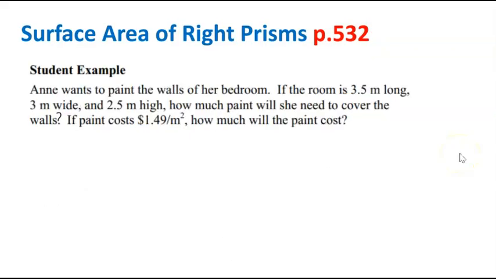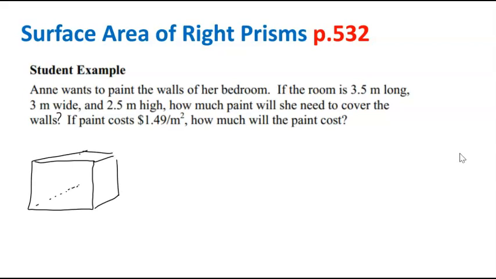For the student example, you may find it very useful to draw a diagram. Anne wants to paint the walls of her bedroom. If the room is 3.5 meters long, 3 meters wide, and 2.5 meters high, how much paint will she need to cover the walls? If paint costs $1.49 per square meter, how much will the paint cost? I'm going to try to draw the bedroom here a little bit. I'm going to draw a box, which is basically what a bedroom is.